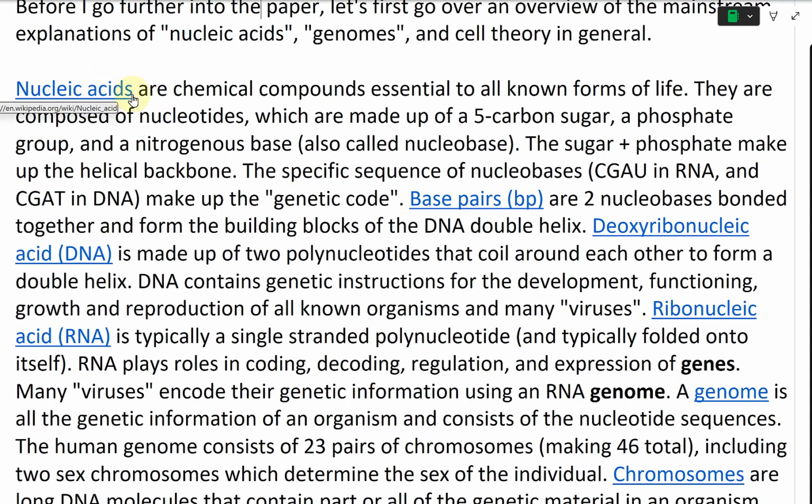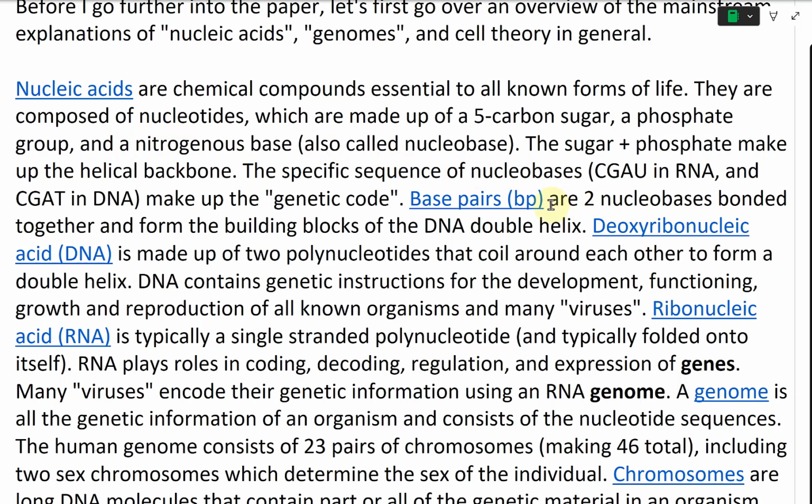So nucleic acids are chemical compounds essential to all known forms of life. They're composed of nucleotides, which are made up of a 5-carbon sugar, a phosphate group, and a nitrogenous base, also called nucleobase. The sugar plus phosphate make up the helical backbone of this chemical compound. The specific sequence of nucleobases, CGAU in RNA and CGAT in DNA, make up the, quote, genetic codes, basically sequences of these nucleobases, which is these nitrogenous bases.